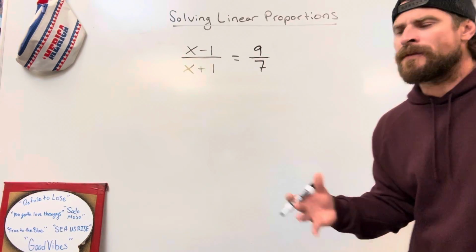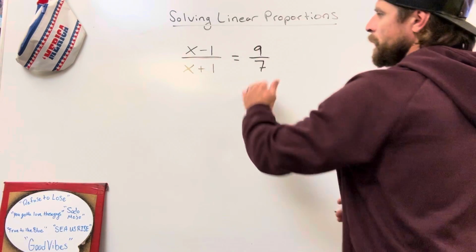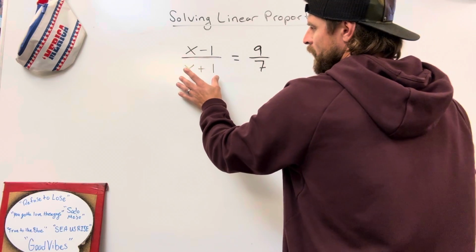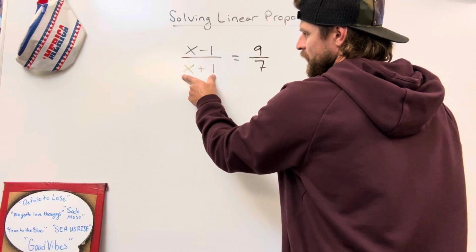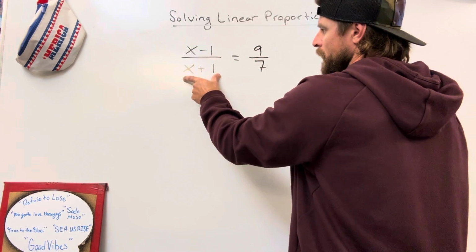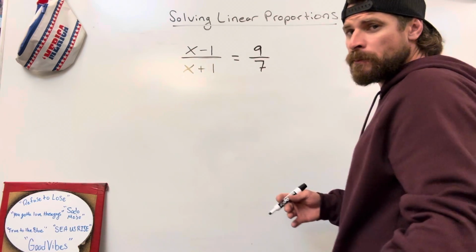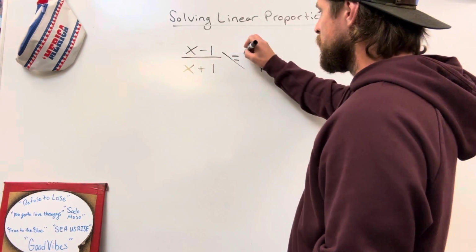All right, let's learn how to solve a proportion like this one. This is a linear proportion. What's awkward about it, or something you may not have seen, is a fraction like this where we have expressions on top and bottom. We're going to treat this like any other proportion. We're just going to cross multiply to solve.